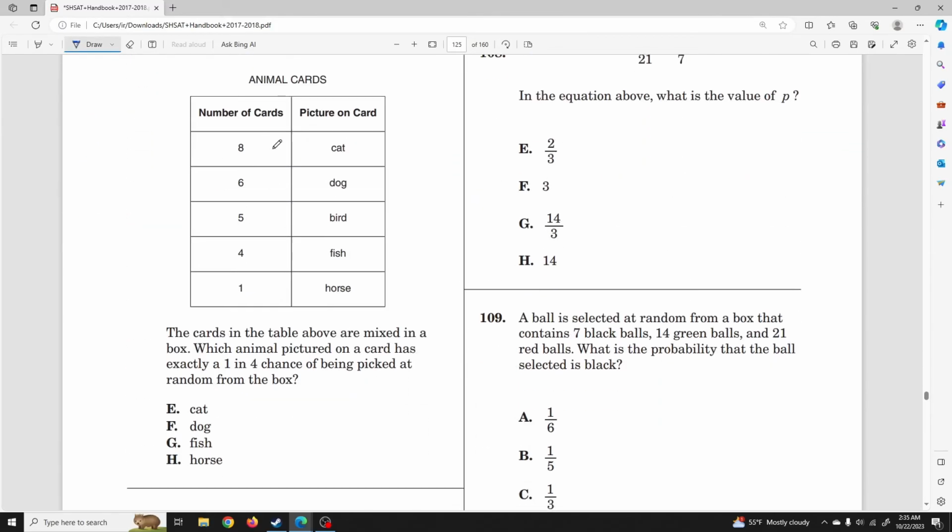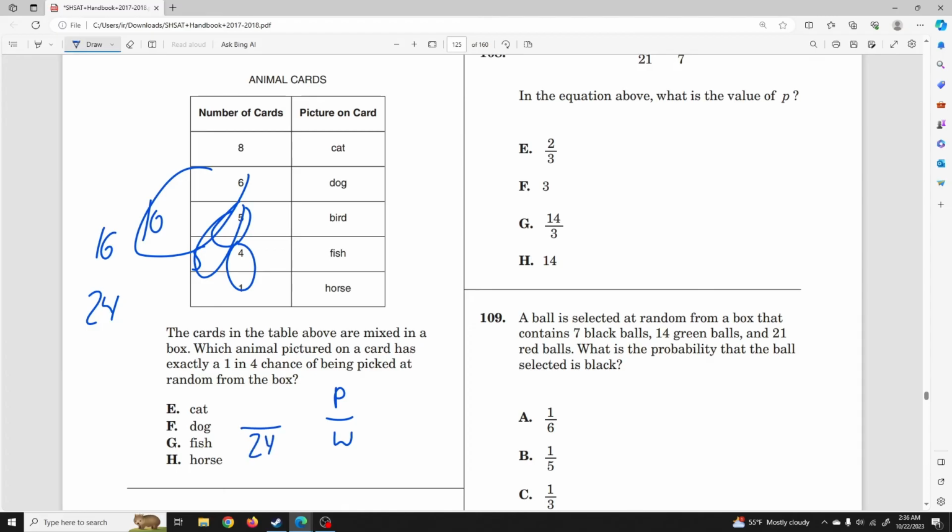Moving on to 106, it says, the card and the table above are mixed in a box. Which animal pictured in a card has exactly 1 in 4 chance of being picked at random from the box, right? So once again, probability, part over whole, right? So first of all, we need to find our whole, so just add these up. So 4 plus 1 is 5, 5 plus 5 is 10, 10 plus 6 is 16, and 16 plus 18 is 24. So our whole is 24.